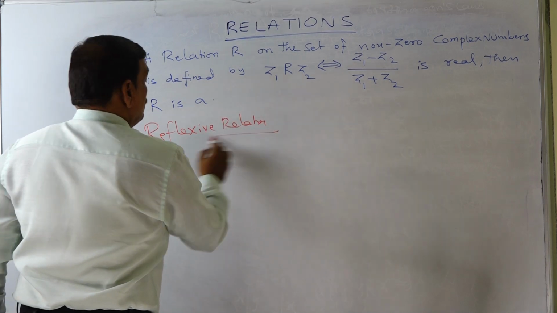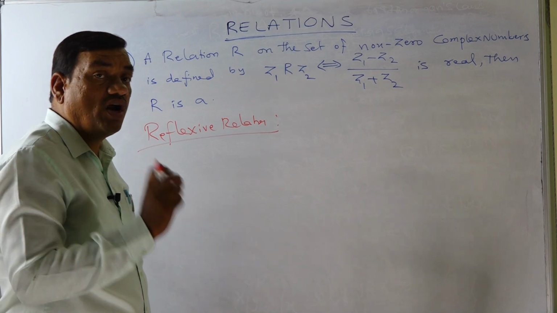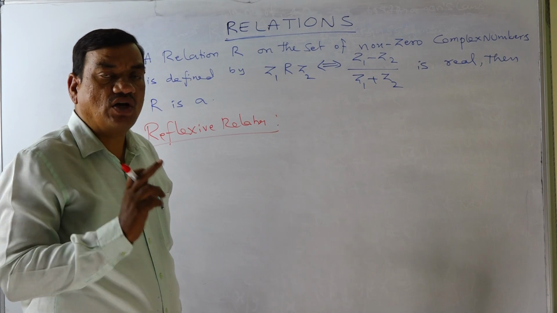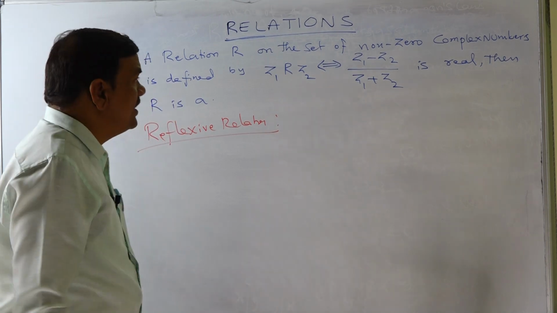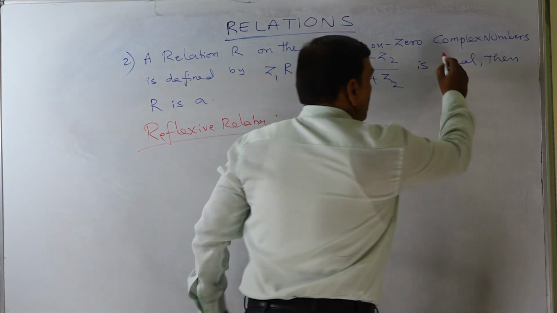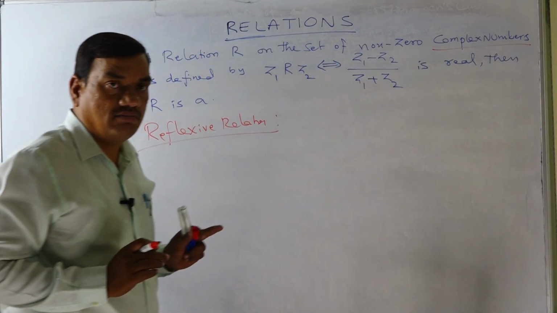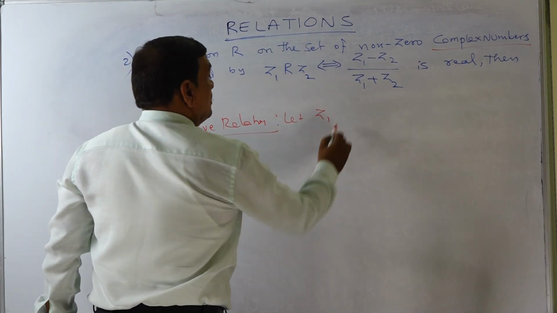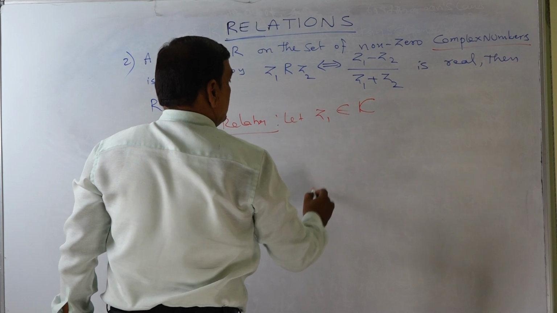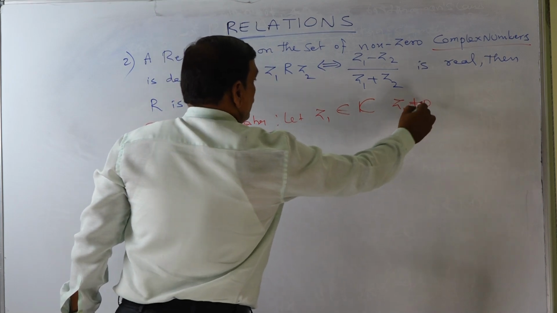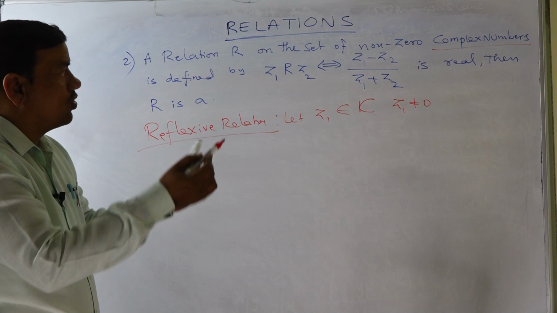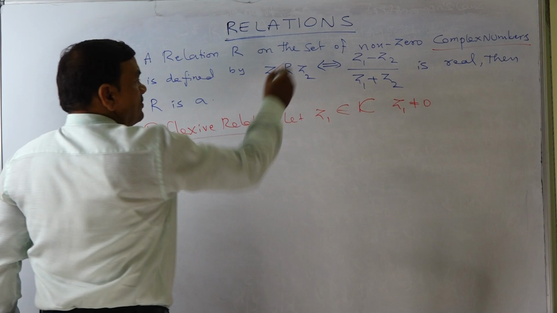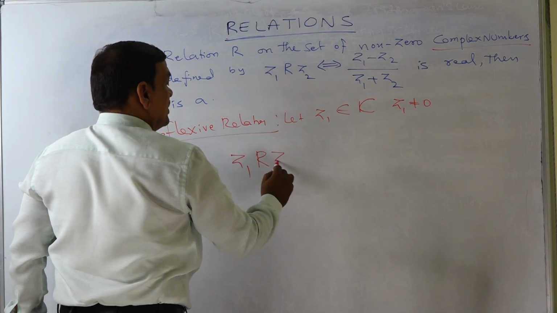To check the reflexive relation, as I told, take only one item, one number, one line, one triangle, whatever it may be. So here the domain is complex numbers. Let us take a complex number. Let Z1 belong to the complex numbers C, and Z1 is not equal to 0. So Z1 is a non-zero complex number. Now apply the relation Z1 related to Z1.